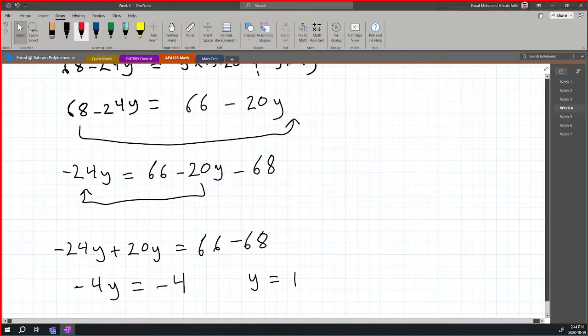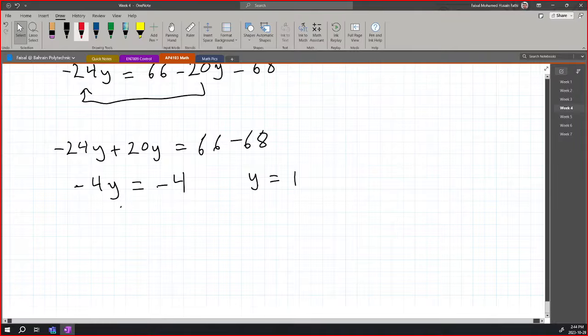I know the math part seems very long. Y equals 1, but to clarify further, we're dividing minus 4 by minus 4. Minus 4 cancels minus 4, so minus 4 over minus 4 is equal to 1, to isolate y. So y is equal to 1.